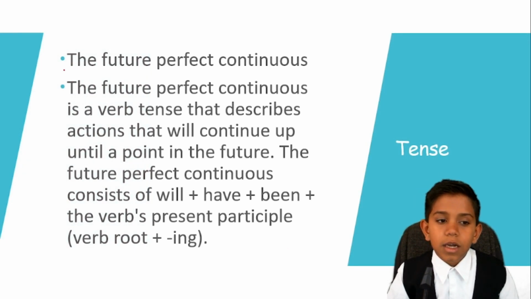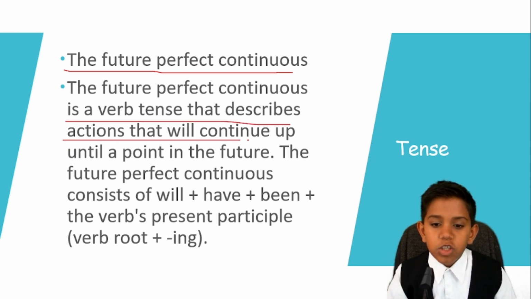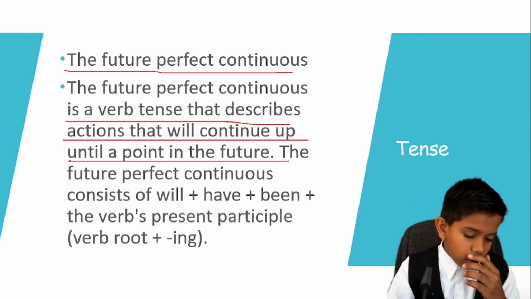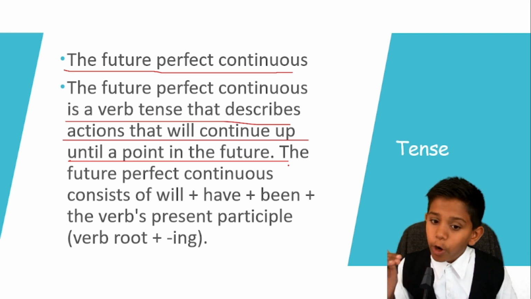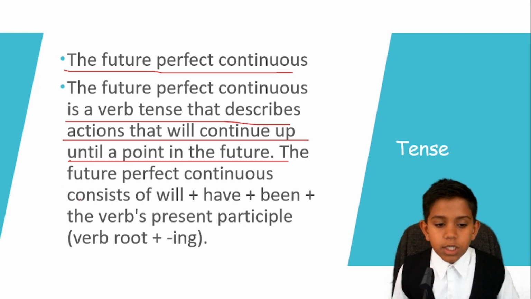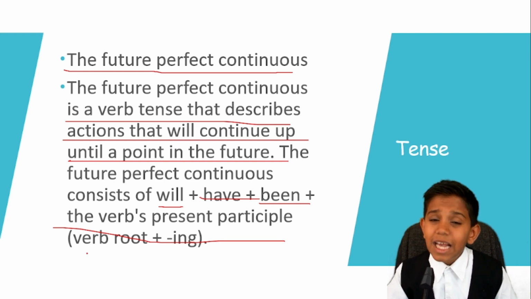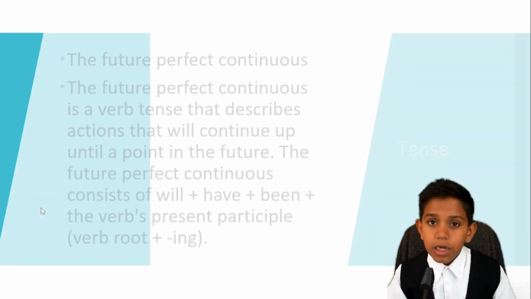Next and the last is the future perfect continuous tense. The future perfect continuous is a verb tense that describes an action that will continue up until a point in the future. The future perfect continuous consists of will have been plus the verb's present participle, that is verb root plus ing. I told you the definition. The example you will give me in the comment section.